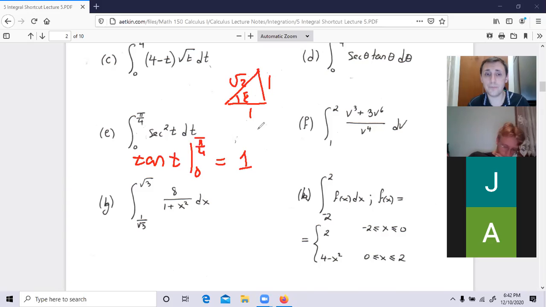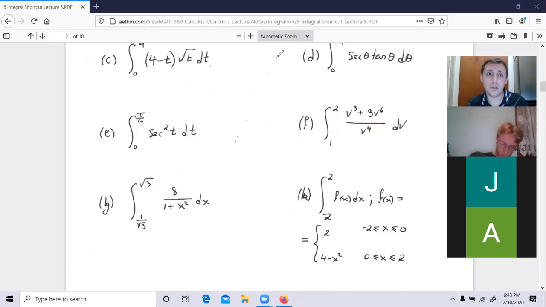Yes, very good. And tangent of 0 is 0. You see that as well, right? That's why I just wrote right away 1. But it's tangent of pi over 4 minus tangent of 0, and tangent of 0 just happens to be 0. Good? Okay. Now we do F. 1 minute.